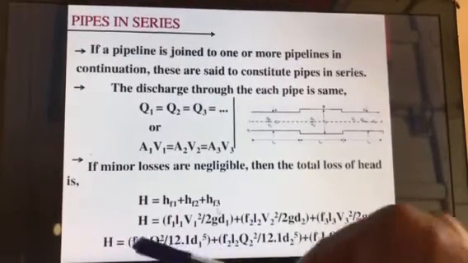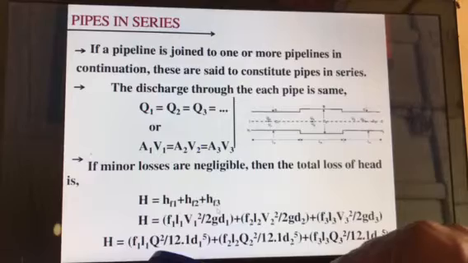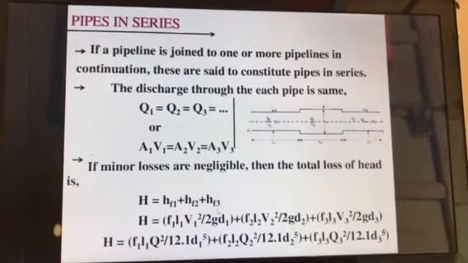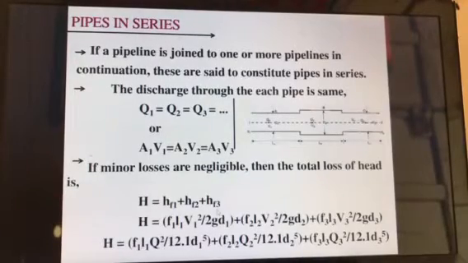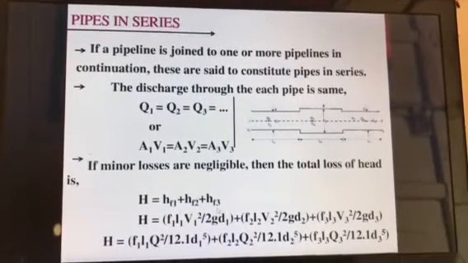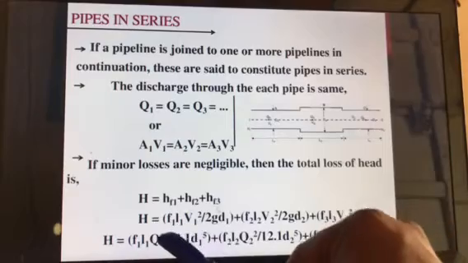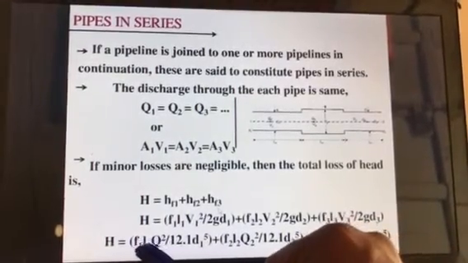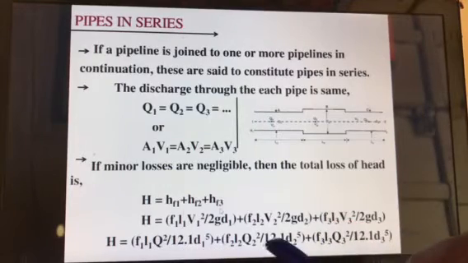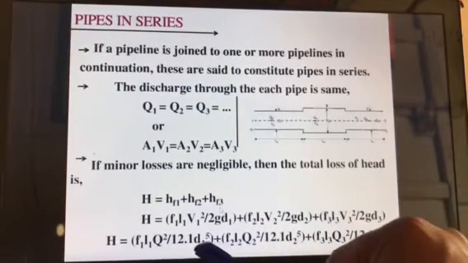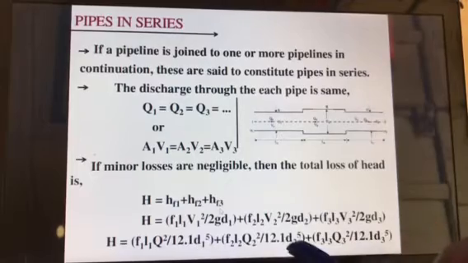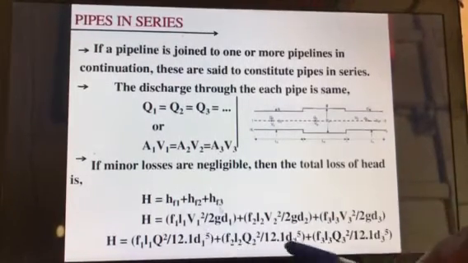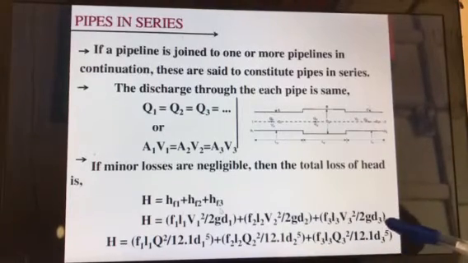So from this you will get h as f1 L1 Q square divided by 12.1 into D1 raised to power 5. Here Q is the same in each pipe. So if we consider the lengths of all these pipes to be the same and the only changing parameter is the diameter, then this will become h proportional to D1 raised to power 5 plus D2 raised to power 5 plus D3 raised to power 5.